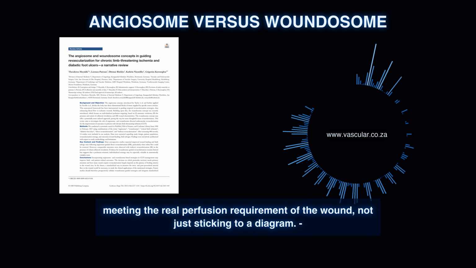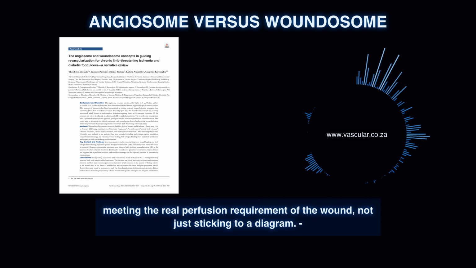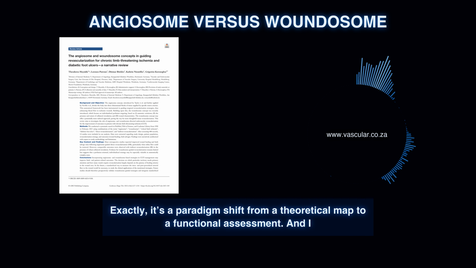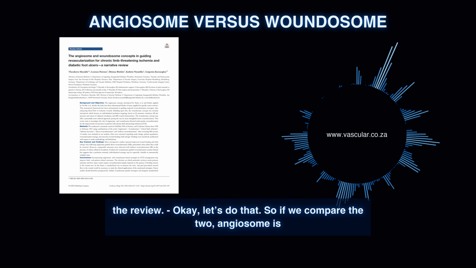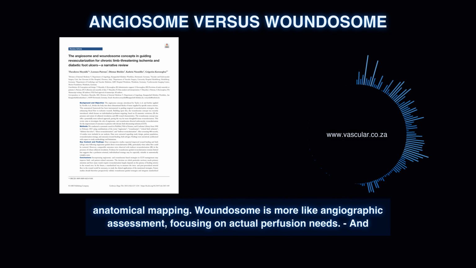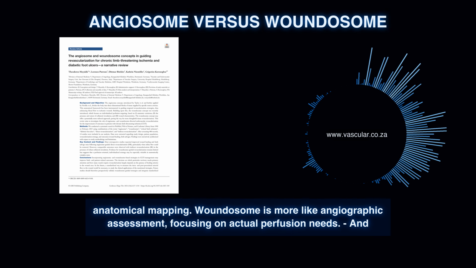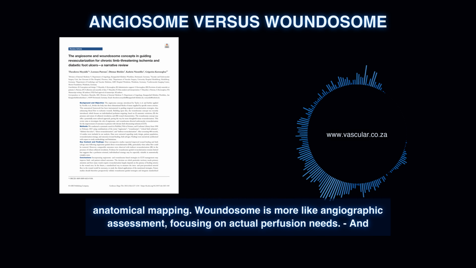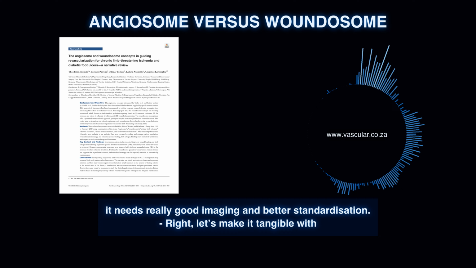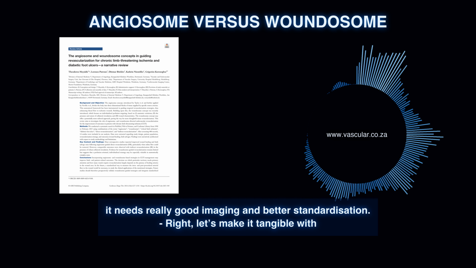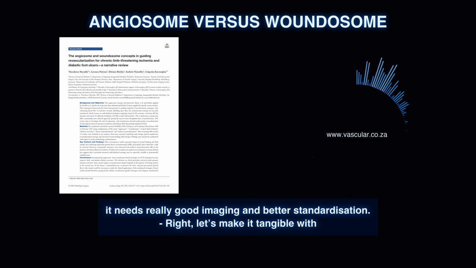So it's about meeting the real perfusion requirement of the wound, not just sticking to a diagram. Exactly. It's a paradigm shift from a theoretical map to a functional assessment. And I think the best way to grasp this is to look at the clinical cases in the review. Okay, let's do that. So if we compare the two, angiosome is anatomical mapping. Woundosome is more like angiographic assessment, focusing on actual perfusion needs. And the weakness of the angiosome is ignoring collaterals. The weakness of the Woundosome is that it needs really good imaging and better standardization. Right. Let's make it tangible with the cases.